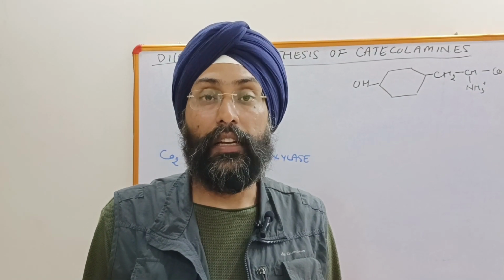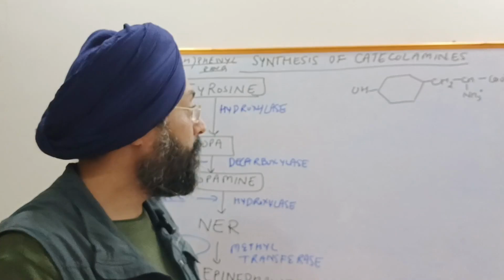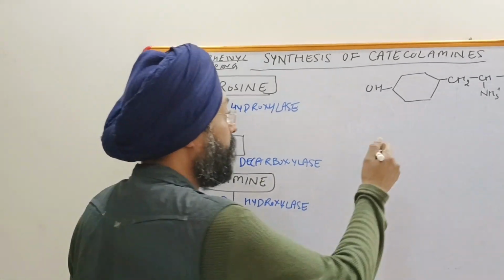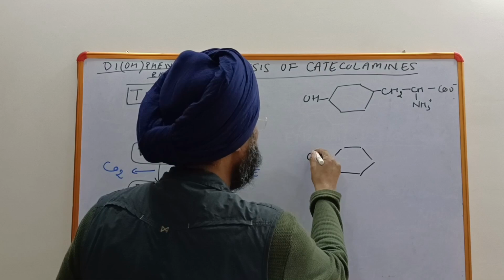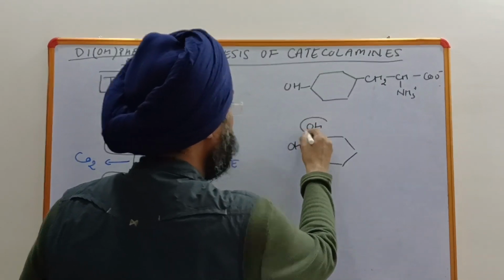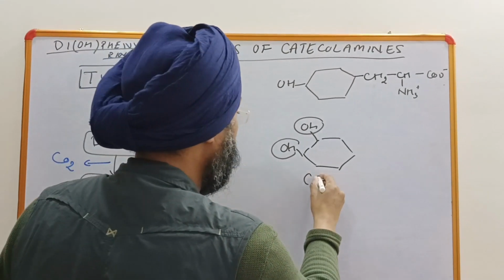Now we will start with the next product of tyrosine metabolism, that is catecholamines. What are catecholamines? When the phenyl ring has two hydroxy groups, it is known as catechol.